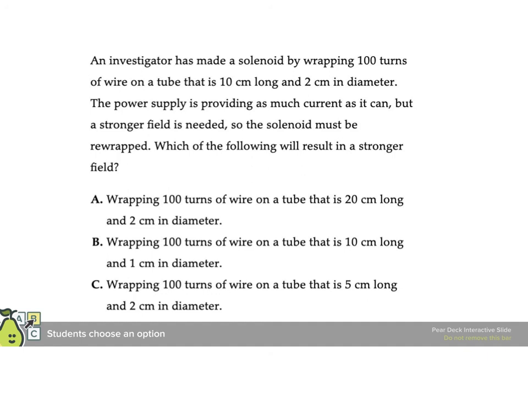And the very first thing is that we know we don't really care about the diameters, so I'm just going to get rid of them. What we care about is the turns per length, so we're looking for a higher value of n, which is N over L. And since we're doing the same number of turns, what we want to do is minimize that length, so it would have to be C.